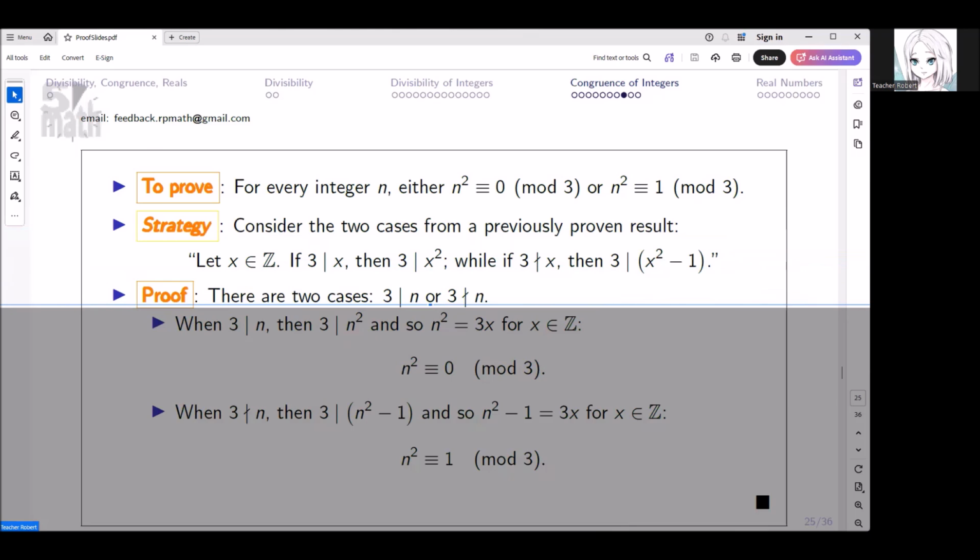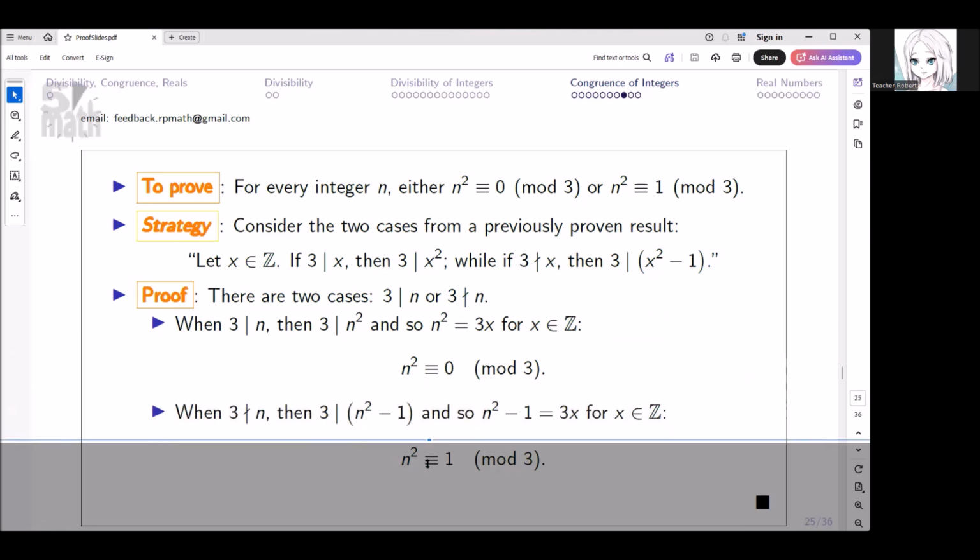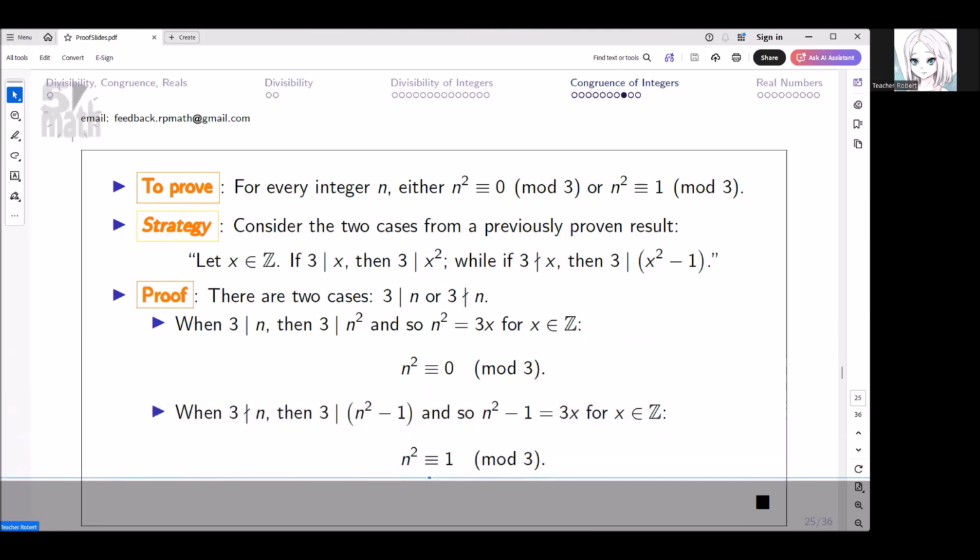Proof. There are two cases: 3 divides n or 3 does not divide n. When 3 divides n, then 3 divides n squared, and so n squared equals 3x for x an element of the integers, so n squared is congruent to 0 mod 3. When 3 does not divide n, then 3 divides n squared minus 1, and so n squared minus 1 equals 3x for x an element of the integers, so n squared is congruent to 1 mod 3.